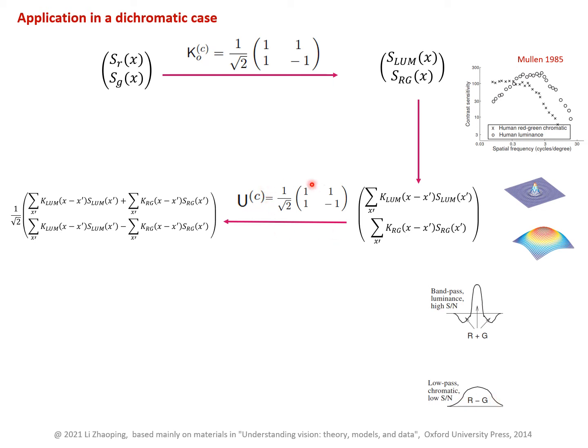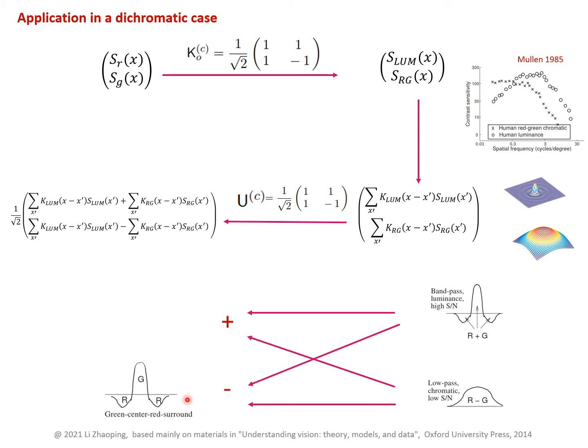Now let's do this multiplexing. This is to add these two filters together to get one output channel, and the second row subtracts these two from each other to get the second output channel. We add these two together for one output channel and subtract these two from each other for the other output channel, and this is the result.